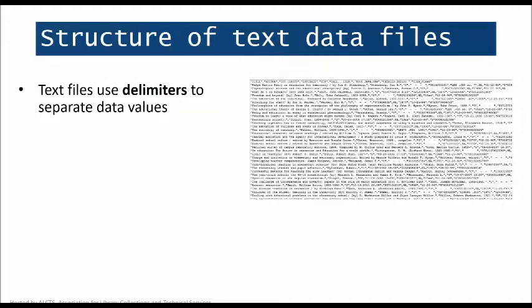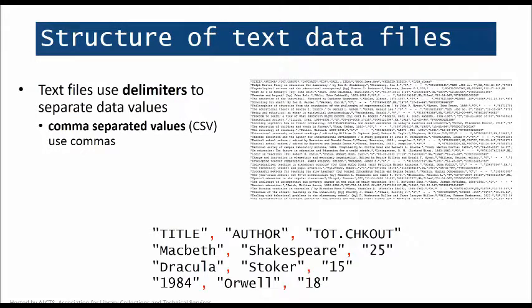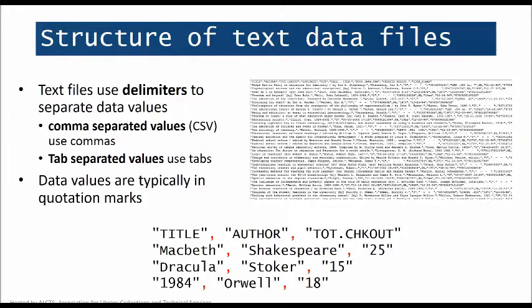So text data files use what are called delimiters to separate the data values. Comma-separated values use commas. So it actually looks like this underneath the hood. It's got all of these different data values and they're separated by these commas. And then at the end of the line, there is no comma, and that lets the data importer know that it's a new row. Tab-separated values, rather than commas, use tabs. And data values themselves are typically in quotation marks.